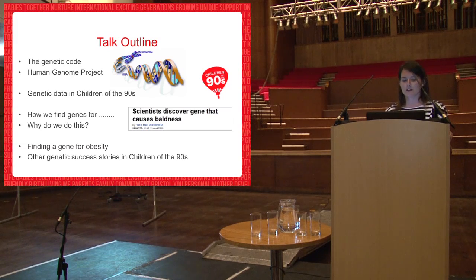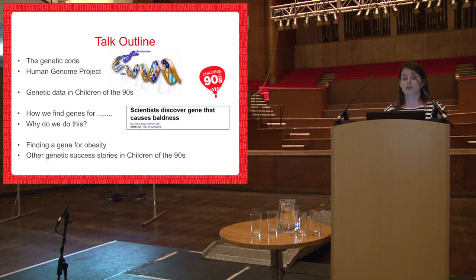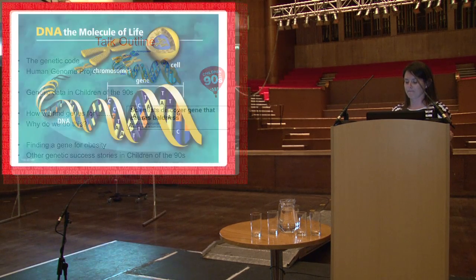At that point, Dave's going to take over and answer the question, why do we do this? Why are we interested in finding these genes? He's then going to give you a specific example where Children of the 90s was really, really instrumental in helping to understand how a particular gene influences obesity. Then lastly, he's going to go through some of the other genes that we've found using Children of the 90s data, genes that influence certain traits and diseases that we've found over the past couple of years.